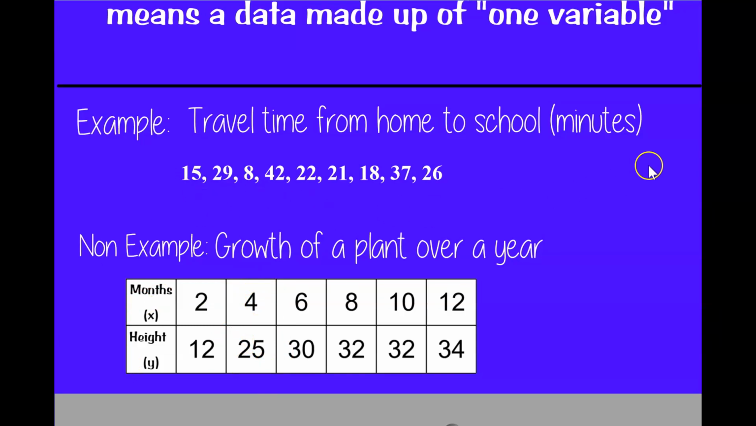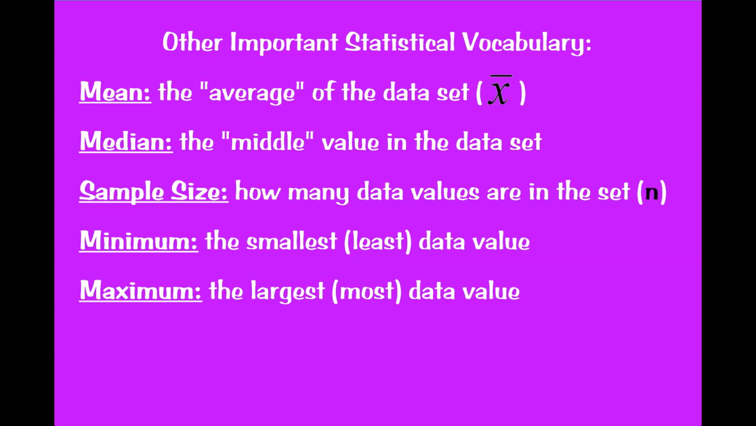So today we're only going to be talking about univariate data, which is where we can find the mean, median, and mode. Some other important statistical vocabulary that you might need to know for this video is mean, which is the average of a set of data. And in this case, today, when we look at the calculator, it's going to be referred to as X bar. So that's the symbol that means mean in your calculator.